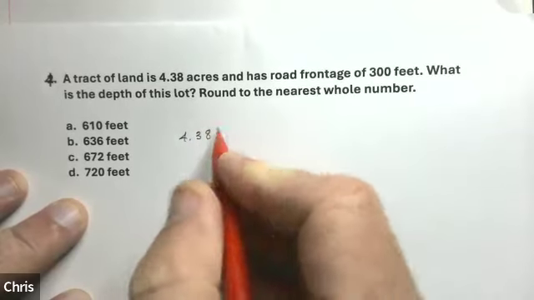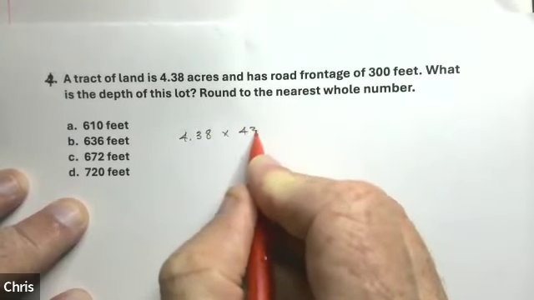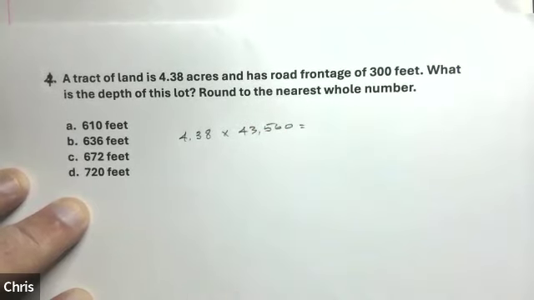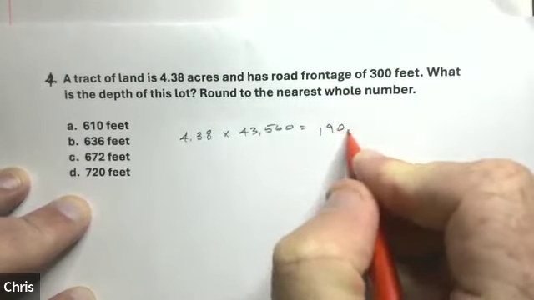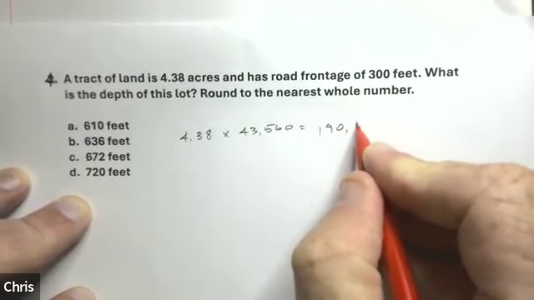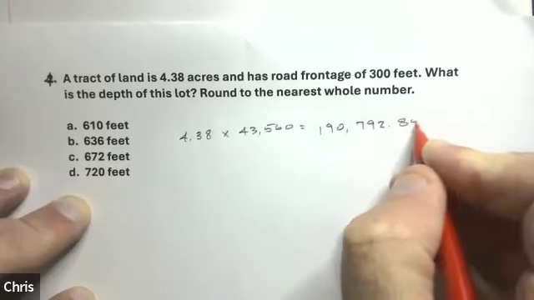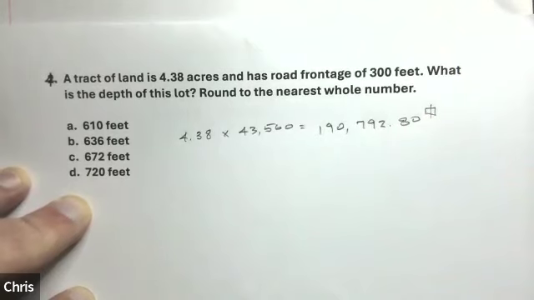Whenever something is in acres, if it makes sense, I go ahead and convert it to square footage. 43,560 square feet in an acre. So 4.38 times 43,560 equals 190,000. I just punched that into my calculator. 190,792.8. Okay, now that's how many square feet there are in this particular tract of land.